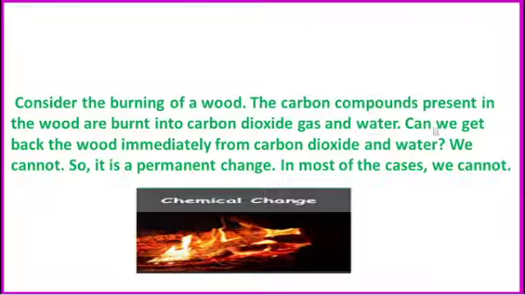Can we get back the wood immediately from carbon dioxide and water? We cannot. So, it is a permanent change. The chemical change is a permanent one. In most cases, we cannot reverse it.